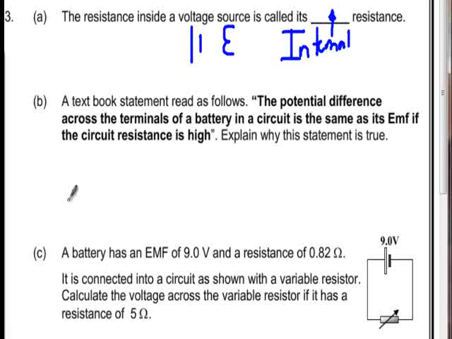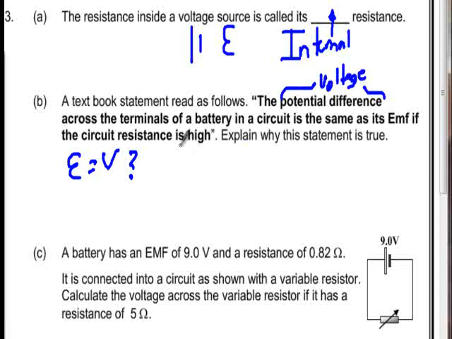Okay, question 3b. A textbook statement reads as follows. The potential difference across the terminals of a battery in a circuit is the same as its EMF, electromotive force, if the circuit resistance is high. Explain if this statement is true. Well, what is potential difference? It's just another name for voltage, because voltage is always measured between two places. So they're saying, does epsilon equal V? Okay, that's the question.